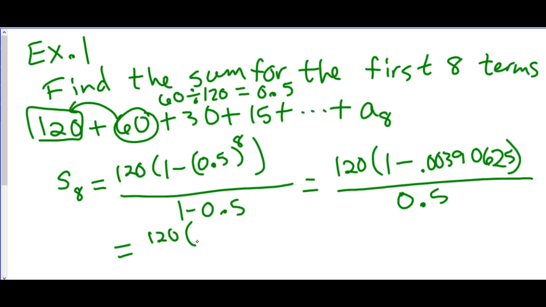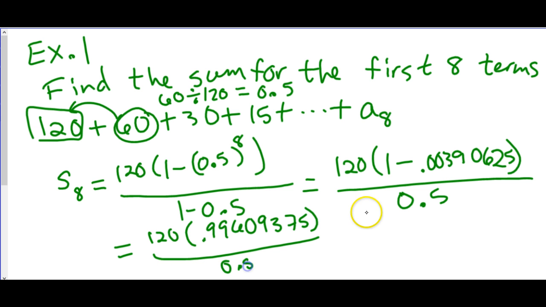120 times 1 minus the 0.00390625. That will give us 0.99609375 over 0.5. And putting that into my calculator, timesing by 120 and dividing by 0.5 gives me 239.0625. Now they'll more likely round at an earlier place, like 239.1.